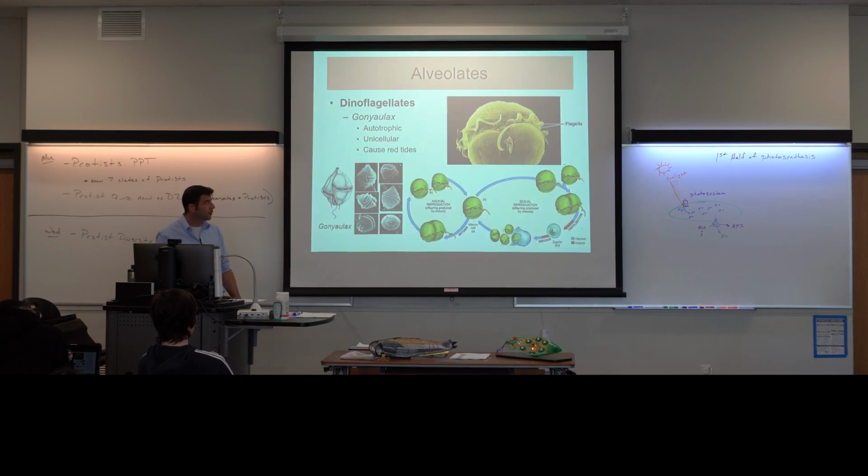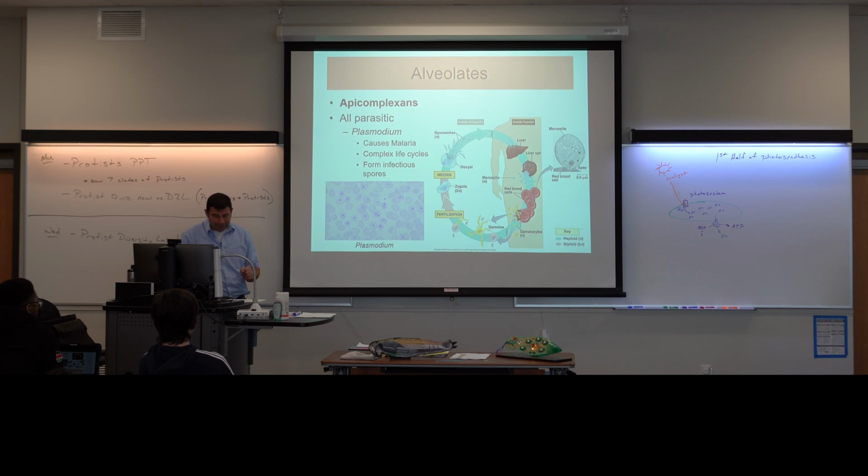Dinoflagellates, photosynthetic, our example of alveolates. We'll see two other examples of alveolates. One is called apicomplexans, and just let the name be kind of descriptive about these organisms. They have a complex life cycle, as their name suggests.